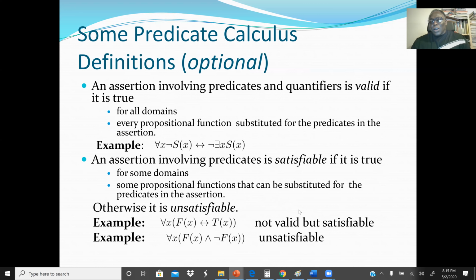Now our question here is, if for all x, F(x) and S(x) implies T(x), that's the only condition that will be met. This is not valid, but it is satisfiable, because there may be F(x) and S(x) that apply to T(x). But this one is not satisfiable: F(x) and not F(x). That is unsatisfiable.